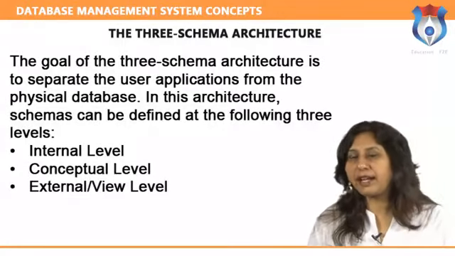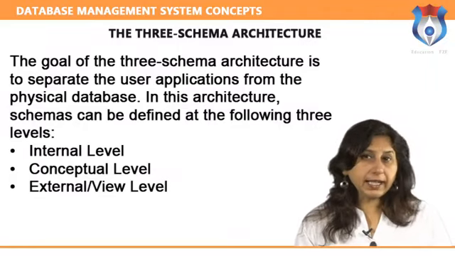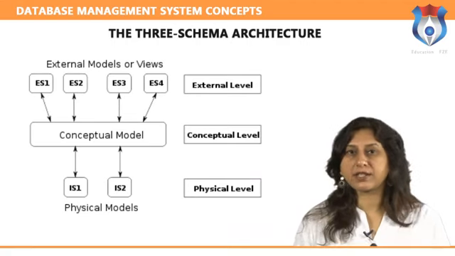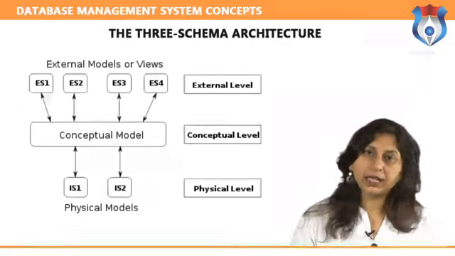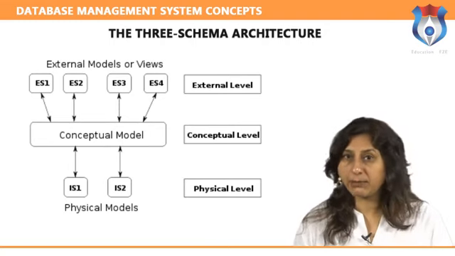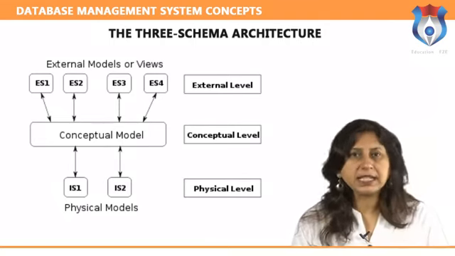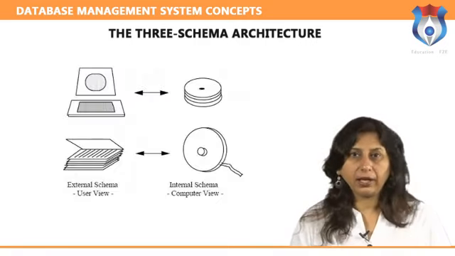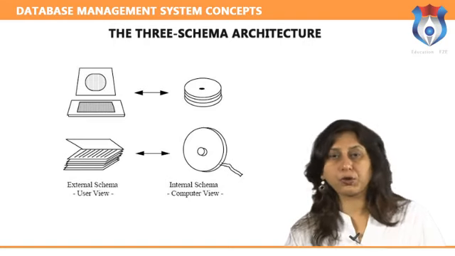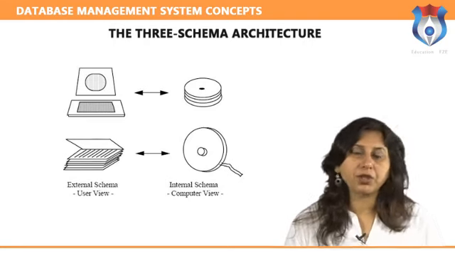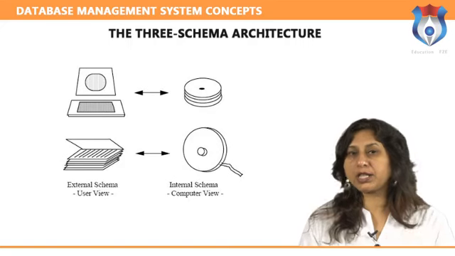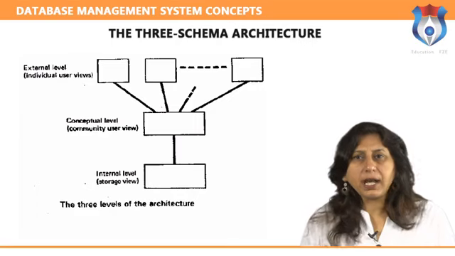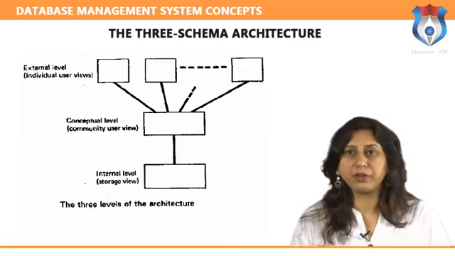Let us study the three levels of DBMS. The internal level has an internal schema which describes the physical storage structure of the database. The internal schema uses a physical data model and describes the complete details of data storage and access paths for the database. The conceptual level has a conceptual schema which describes the structure of the whole database for a community of users. The external or view level includes a number of external schemas or user views.